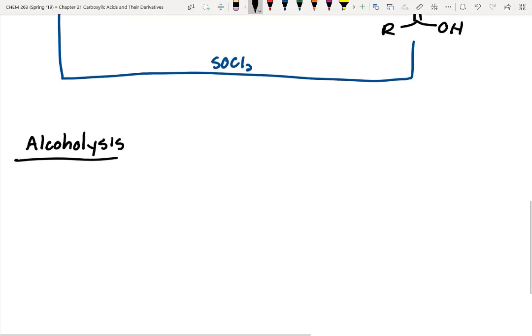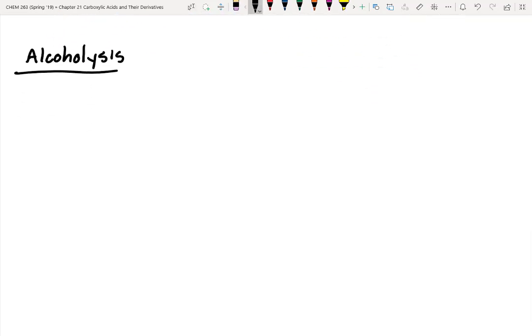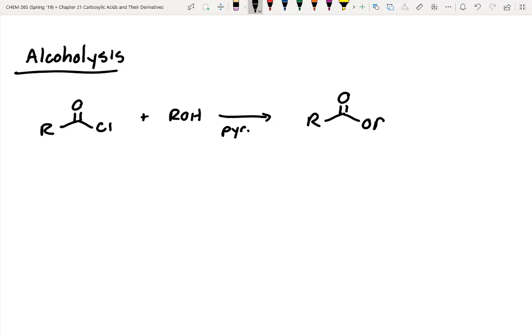All right, next one's pretty similar. We won't do the full mechanism because it's so similar. But this one generally requires a small amount of base. So oftentimes you see pyridine used as a base. And in this one, you can imagine we're going to swap off that chlorine and make what new functional group? An ester, right? So the alcohol is going to add in here.